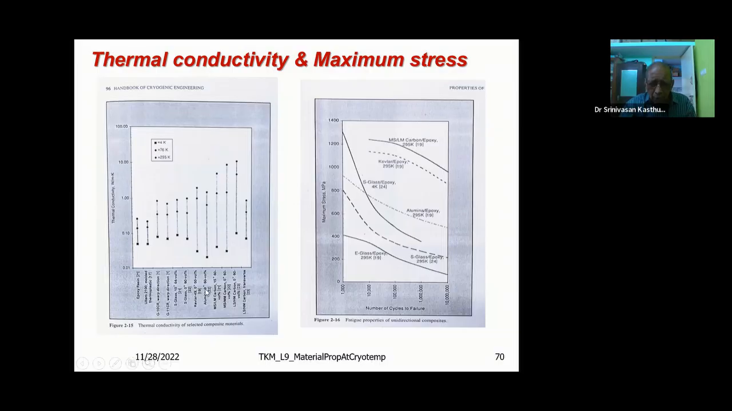Again, in this graph, you can see the maximum stress versus the number of cycles. I think this is the fatigue. The maximum stress for different glass materials are shown here. So as the number of cycles increase, the strength keeps on going down.